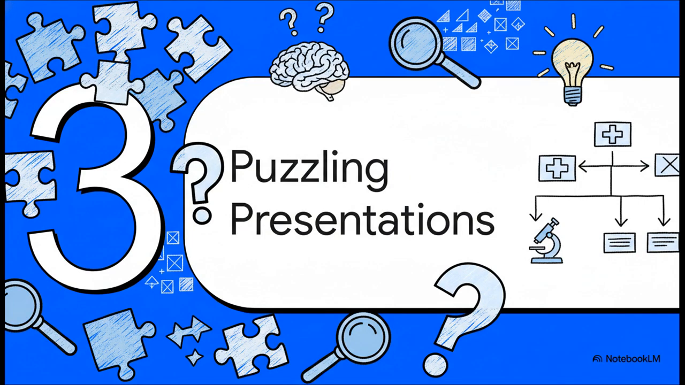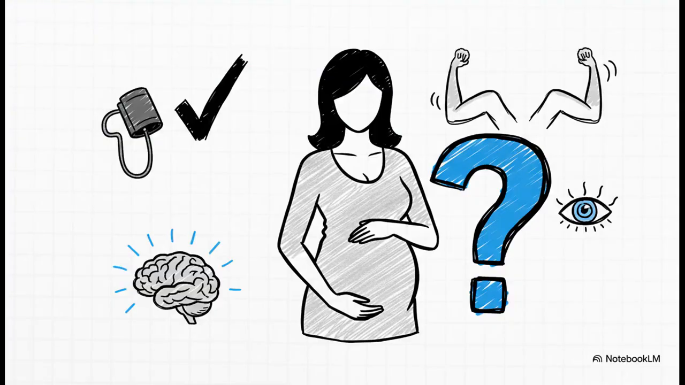Okay, ready to keep going? Let's move into our third section, puzzling presentations. These are the cases where the initial picture can be a little, well, misleading, and a really careful differential diagnosis is absolutely key. Okay, check this out. We've got a 32-week pregnant patient who's having these episodes that her family is calling seizures. But let's look closer at the details, right?